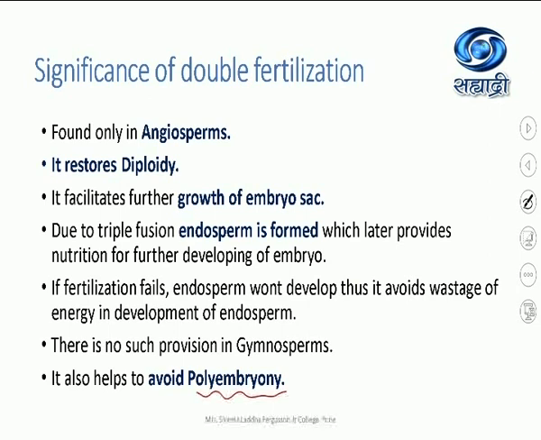So, the significance of double fertilization: found only in angiosperms, restores diploidy, further growth of the embryo sac will be continued. Because of triple fusion, endosperm is formed. Endosperm will provide nourishment to the developing embryo. If fertilization does not occur, it will not form the endosperm, thus saving the energy. And no such condition is there in gymnosperms, and it also helps to avoid polyembryony.